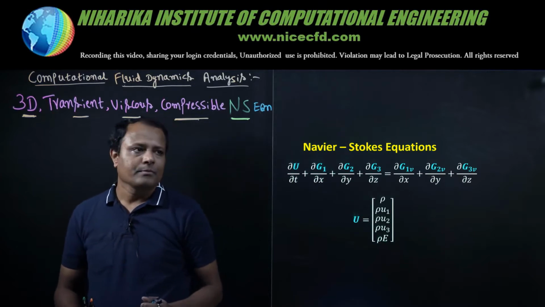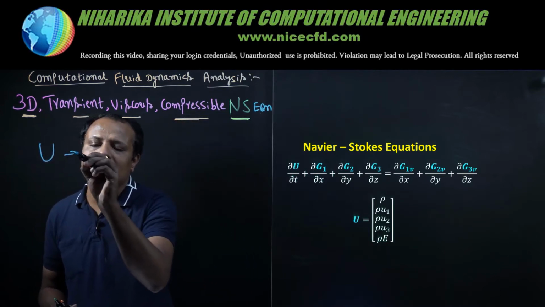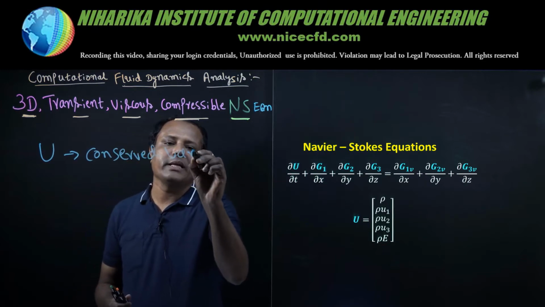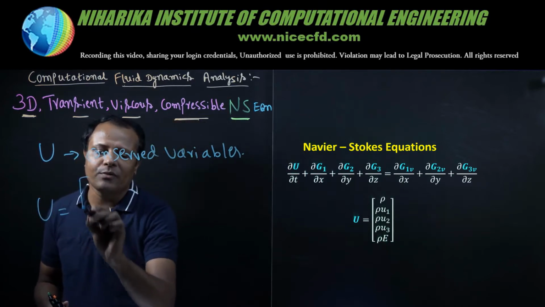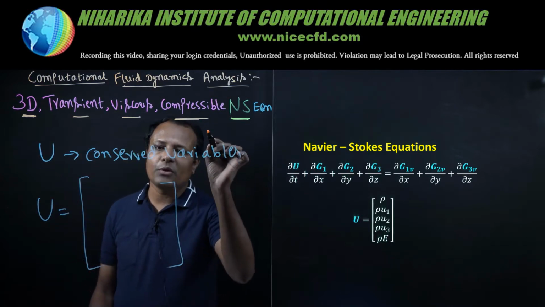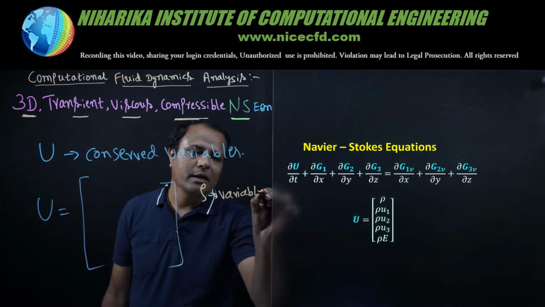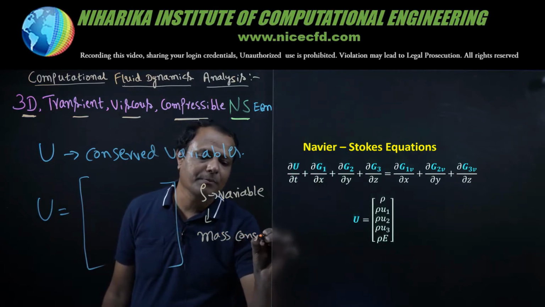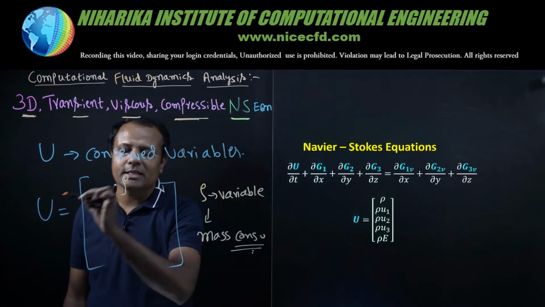Now, let us start with matrix U. U represents conserved variables. So, what is conserved in fluid dynamics? Mass is conserved. For compressible flows, density is a variable and density mathematically represents mass conservation. So, what is conserved? Mass is conserved.